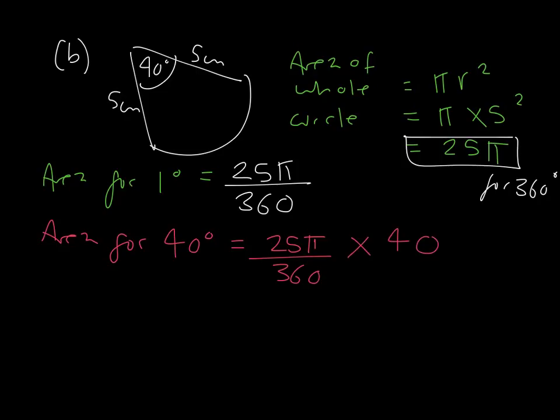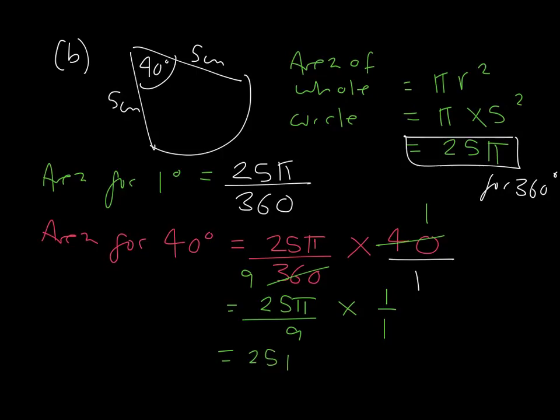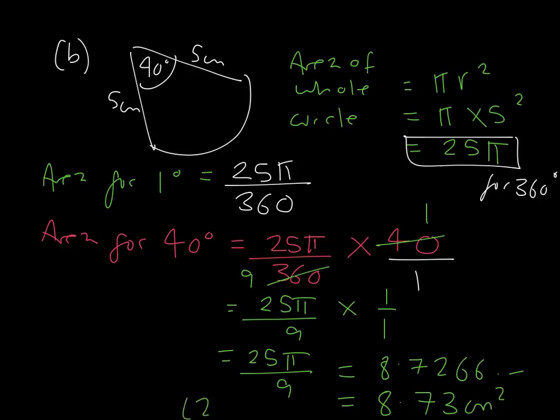Now, if we wanted to leave our answer in terms of pi, we would then write 40 over 1, and we would attempt to simplify or cancel down these fractions. Now, 360 and 40 both divide by 40. 40 divides by 40 to make 1. 360 divides by 40 to give us 9. So the first fraction becomes 25 pi over 9, and the second fraction becomes 1 over 1, meaning our answer is 25 pi over 9 centimetres squared, which we can work out as a decimal. This is equal to 8.7266... which is 8.73 centimetres squared to 2 decimal places.